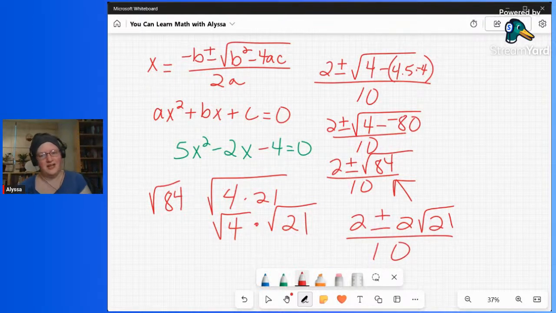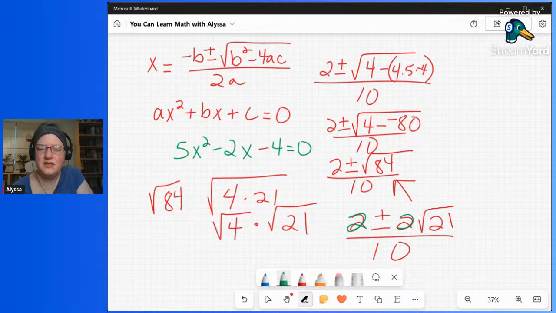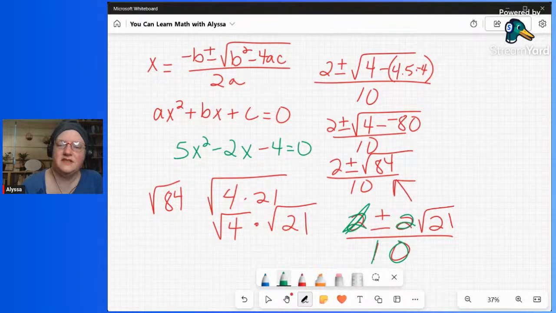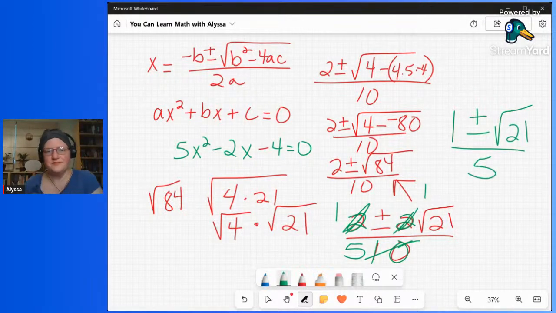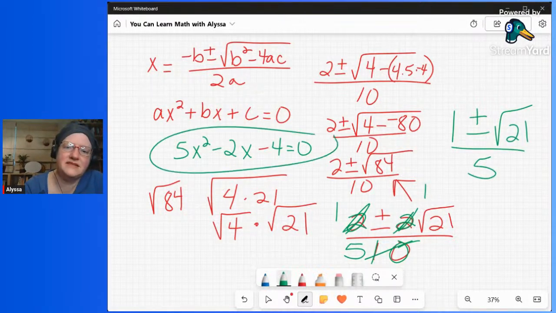And now, home stretch, we can ask, is there any number that goes into all of these? That goes into the 2, the little 2 that's sitting out here by itself, and the 10? Yes, there is. 2 goes into all of those. It goes into this 1 time. It goes into that 2 1 time. It goes into 10 5 times. So I am left with 1 plus or minus, I don't have to write the 1 out front, the square root of 21 all over 5. And that is my solution for x.